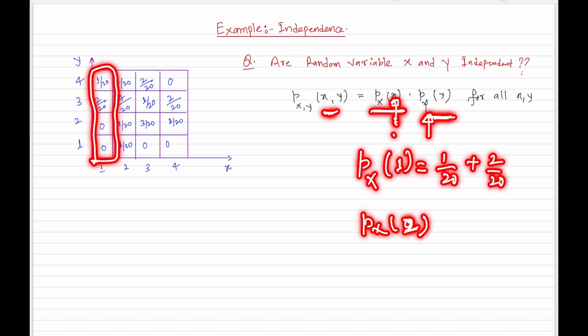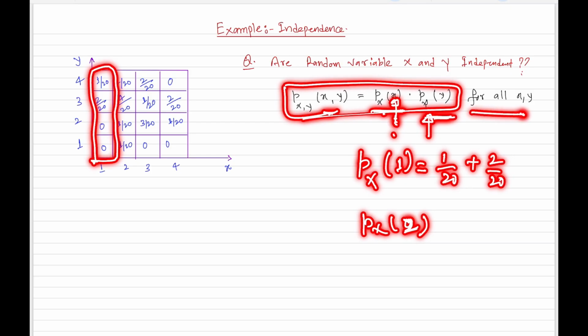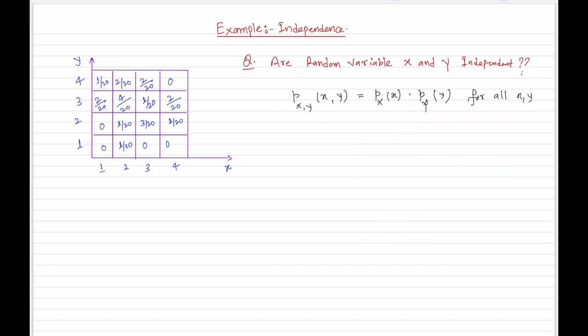Similarly for random variable Y, right? And corresponding to whatever pair you are talking about, you will have to take the product of these marginal PMFs. And if this condition is satisfied for all the possible pairs of X and Y, then we can say that these two random variables are independent. You will have to check all possible pairs of X and Y, and this condition should be satisfied for all. If one of the conditions is not satisfied, then we break from that point and we say that these two random variables are not independent. This is one way.